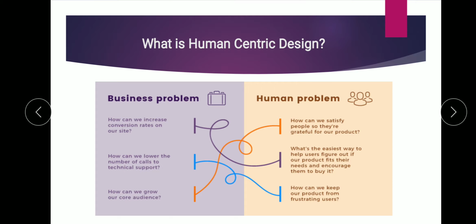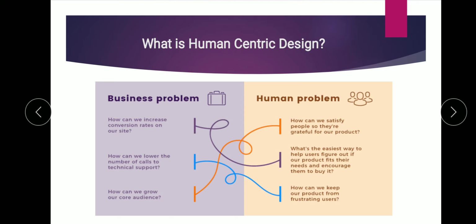So here is a match: a business problem and a human problem. Let's see over here. How can we increase conversion rates on our site? It's matched here with: what's the easiest way to help users figure out if our product fits their needs and encourage them to buy? I guess you can understand what the human problem here is.